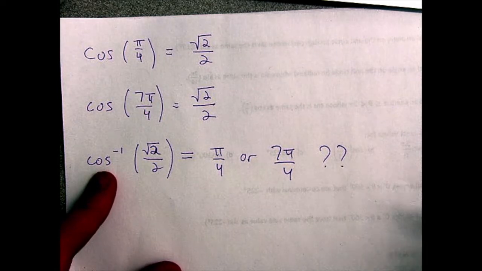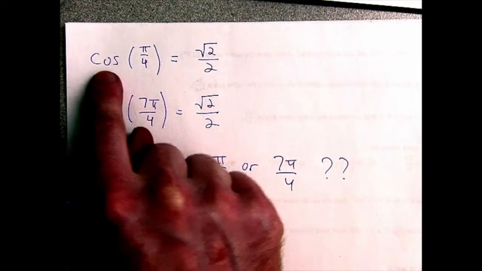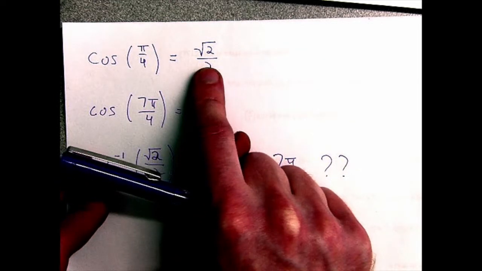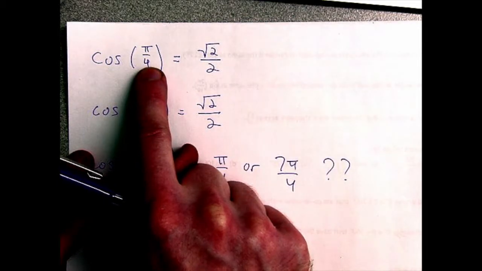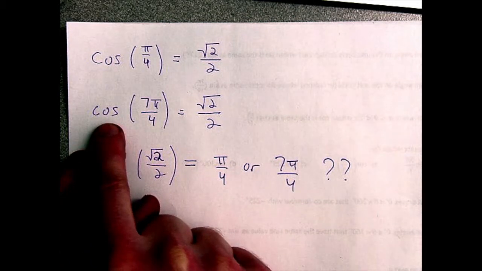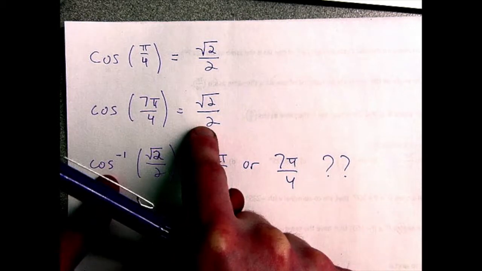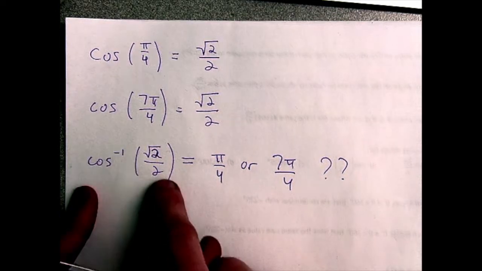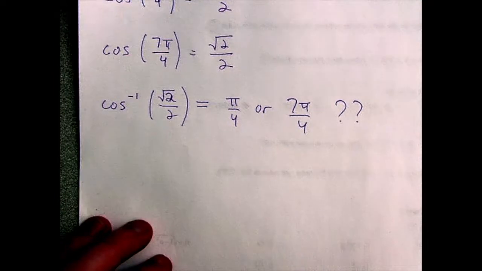So just to summarize, the inverse cosine function has to undo the effects of the original function. The original cosine function sends pi over 4 to root 2 over 2. So maybe inverse cosine should send root 2 over 2 back to pi over 4. But the regular cosine function also sends 7 pi over 4 to root 2 over 2. So maybe the inverse cosine should send root 2 over 2 back to 7 pi over 4. Which angle should it send it back to? It's not clear. So this is a problem.